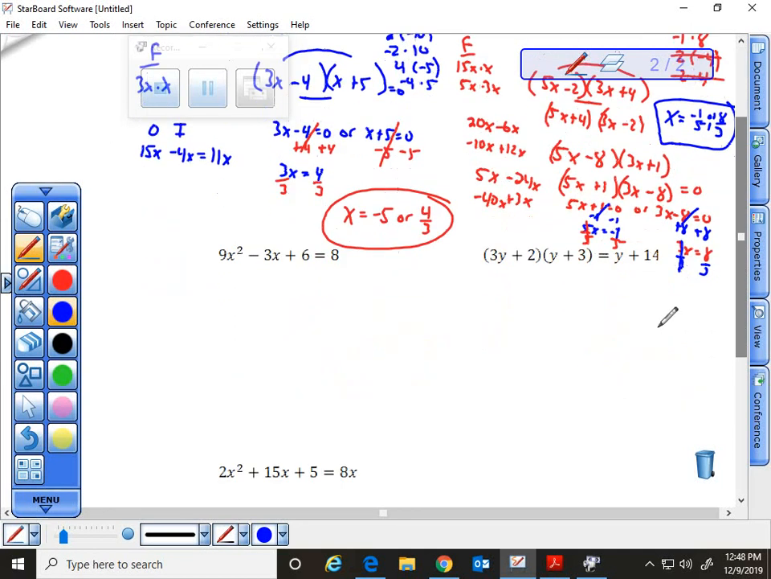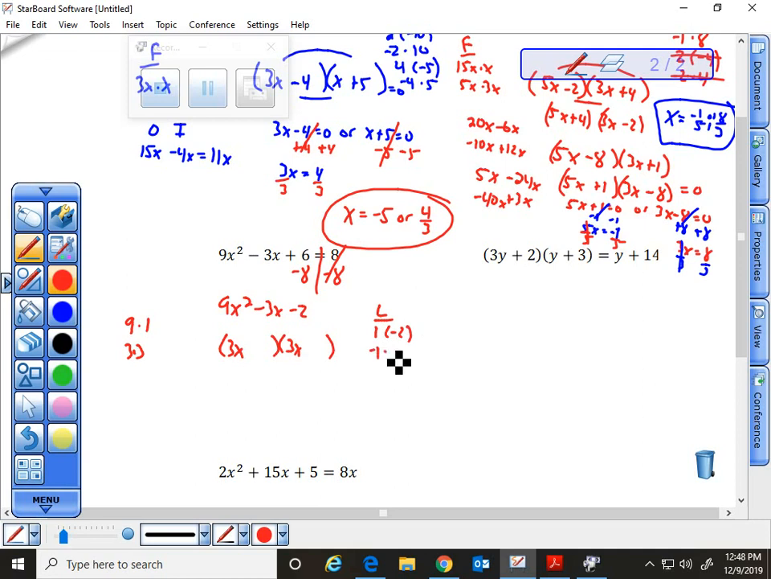Alright, let's keep on going. Subtract 8 to both sides, so we will have 9x squared minus 3x minus 2. The first term is either going to be a 9 and 1 or a 3 and 3. Probably 3 and 3. Let's go with that one. 3x and 3x. And the last term is either 1 and negative 2 or negative 1 and positive 2. Let's go with the plus 1 and minus 2. Outside and insides give us a minus 6x and a plus 3x. Sure enough, that does work. It's set equal to 0.